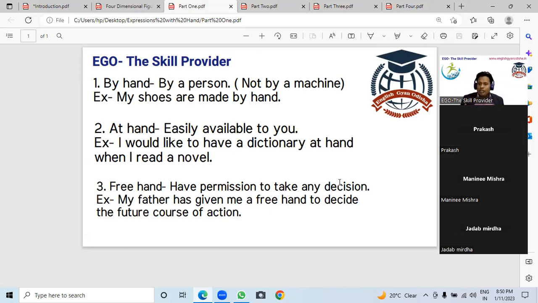So I can say whenever I take an online class, all my equipment is at hand. At hand means it is easily available to me. So this is what I have written. This is the second thing. Let me take out all the things, then I'll take your question. Don't worry. The third thing is called free hand.